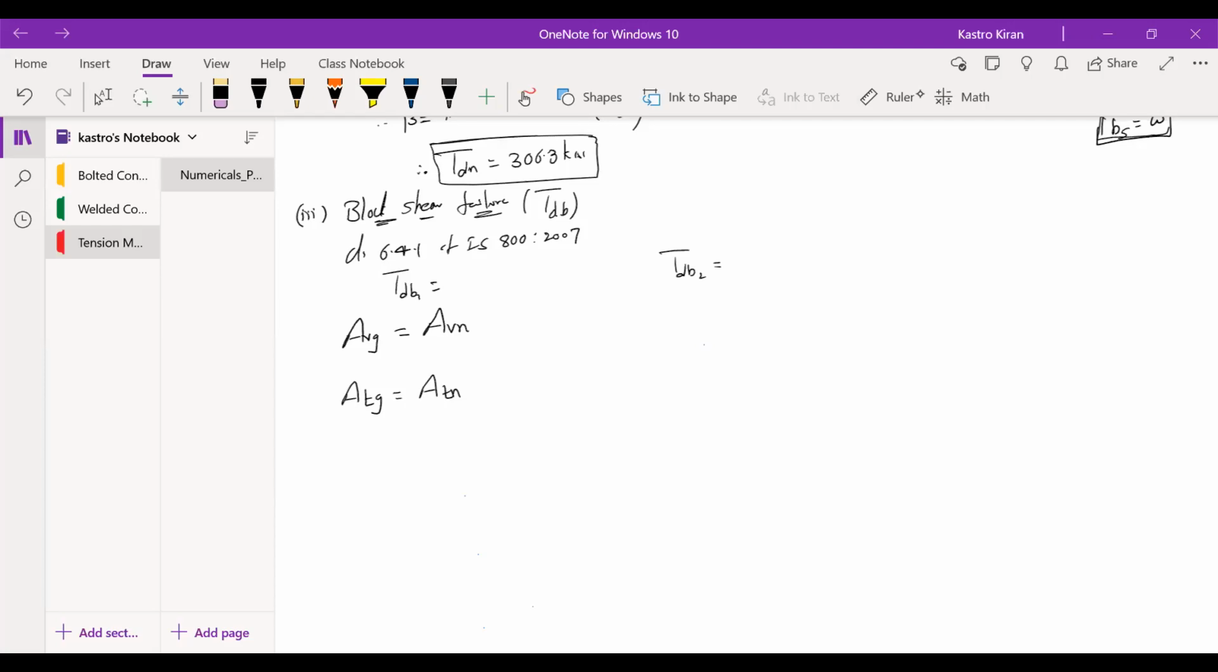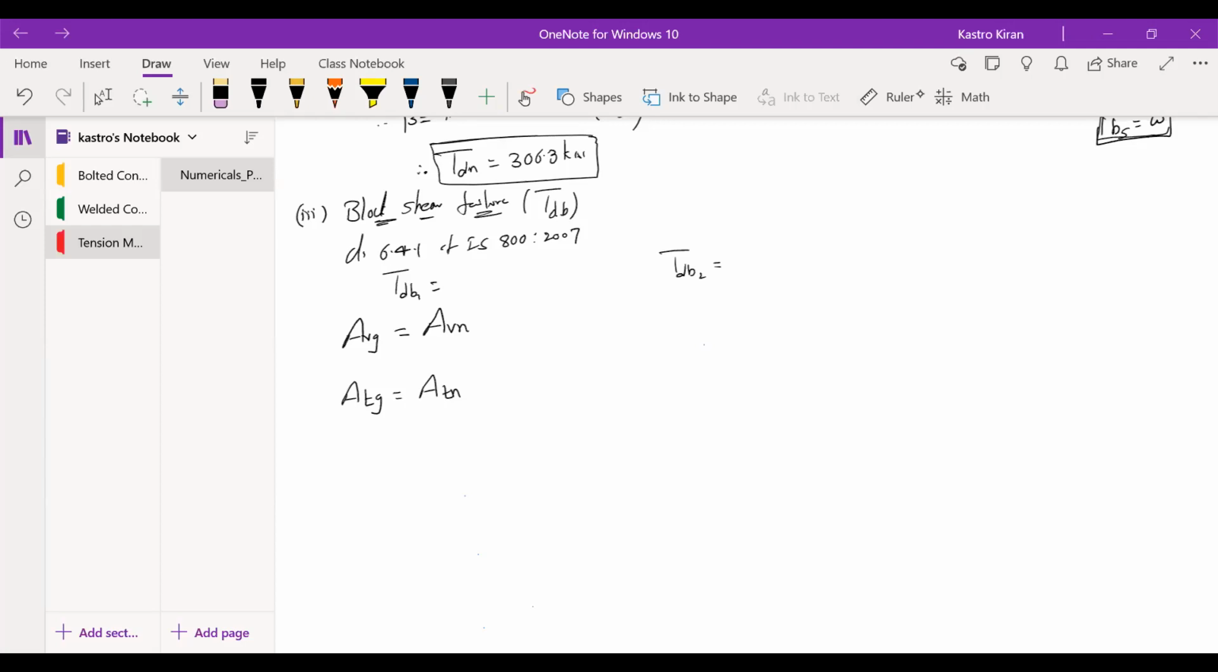You know, AVG is nothing but gross area in shear, AVN is net area in shear, ATG is gross area in tension, and ATN is net area in tension. Now here, the complication involved is how to find out the gross and net areas, that is, gross area in shear and net area in shear, and gross area in tension and net area in tension. So let's look at this.